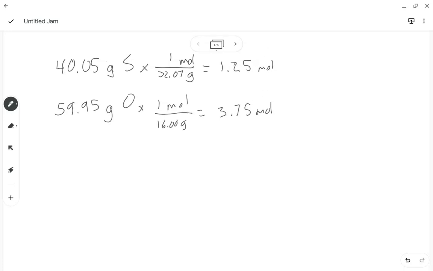So on a mole ratio, and moles are analogous to particles, they're directly proportional to particles based on Avogadro's number, we have a 1.25 to 3.75 ratio, which would mean that essentially we have a chemical formula that's something like S1.25 O3.75. And that's no good because we can't have decimals as coefficients. So we need to get these into whole numbers.